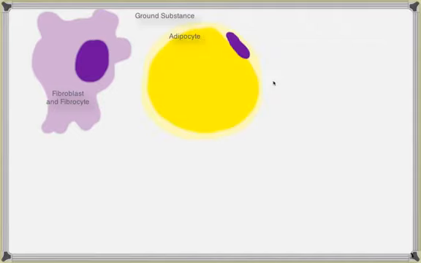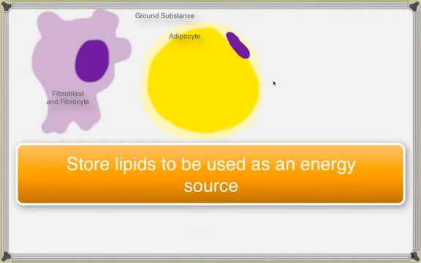Adipocytes are commonly known as fat cells. Each cell has one large lipid droplet that takes up almost the entire cell. This lipid droplet can be used as an energy source. Note, the appearance of the adipocyte looks like a class ring as the nucleus is pushed to the side of the cell to make room for the lipid droplet.